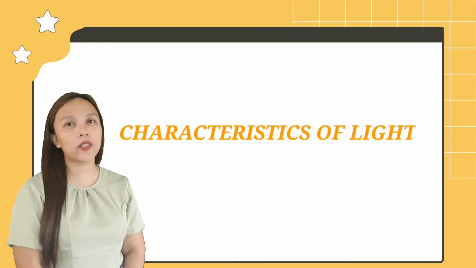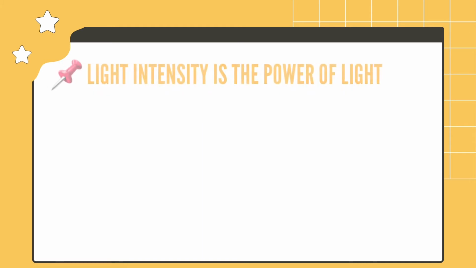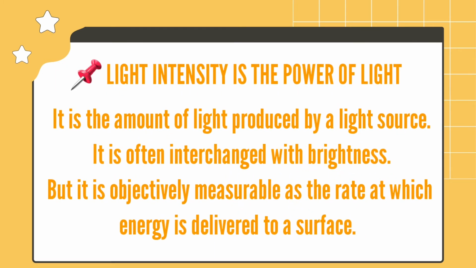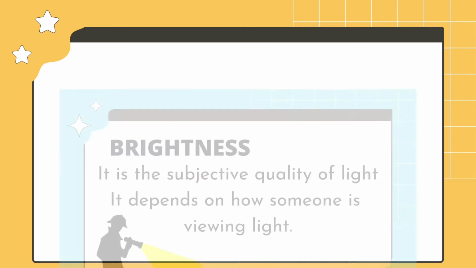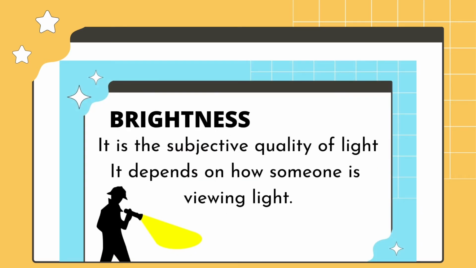Let's take a look at the differences in the characteristics of light. Light intensity is the power of light. It is the amount of light produced by a light source. It is often interchanged with brightness, but it is objectively measurable as the rate at which energy is delivered to a surface. Brightness is a subjective quality of light. It depends on how someone is viewing light.